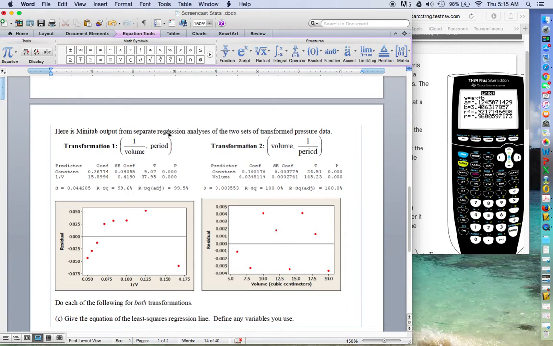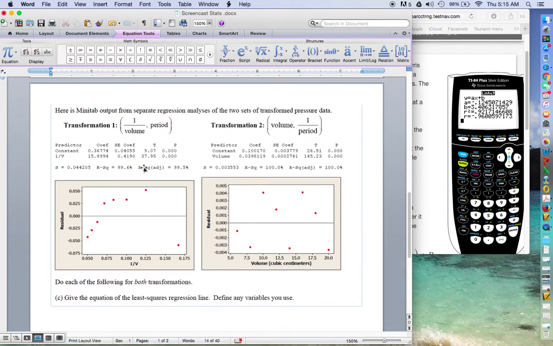Minitab is a software program used instead of a TI-84 for the separate regression analyses of the above transformations: 1 over volume for the x versus y, and volume left alone where you take the reciprocal of the y's. So we've got the computer output from Minitab, and we've also got the scatterplots and residual plots for those transformations after they've been applied.